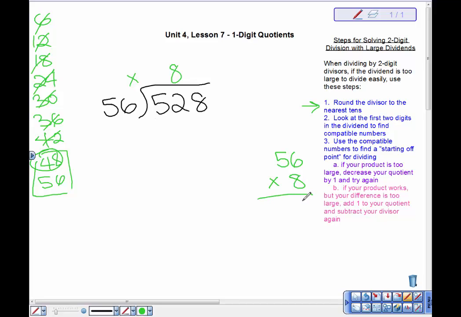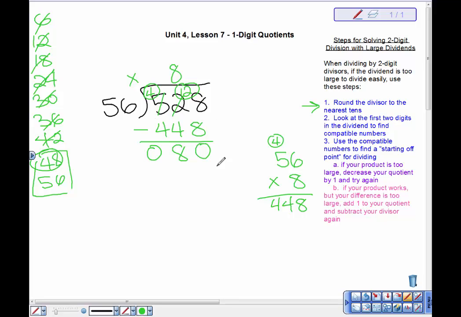8 times 6 is 48. Put down the 8, carry the 4. 8 times 5 is 40, plus 4 is 44. If I check, 448 is definitely less than 528, so I can keep going with my next step, which is to subtract. If I subtract, 8 minus 8 is 0. 2 minus 4 I can't do, so let's turn this 5 into a 4 and turn this 2 into a 12. 12 minus 4 is 8, and 4 minus 4 is 0.